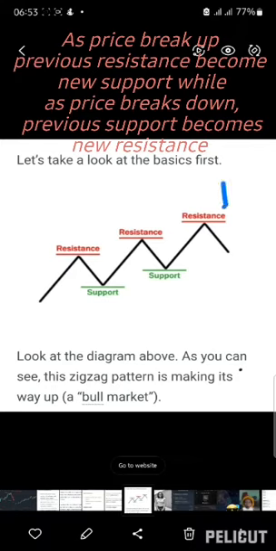You understand? This was the resistance here, but because the asset kept on going up and pulling back like that, it made a new resistance high above. So at this point when it made a new resistance here, all these other levels here that used to be the resistance became the supports. I don't know if you understood the analogy that I'm trying to make here.